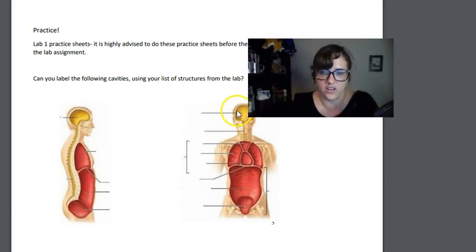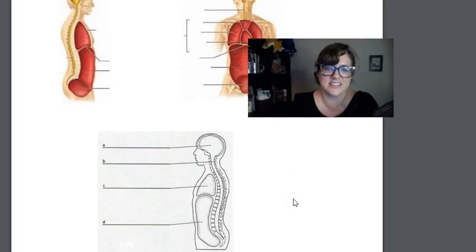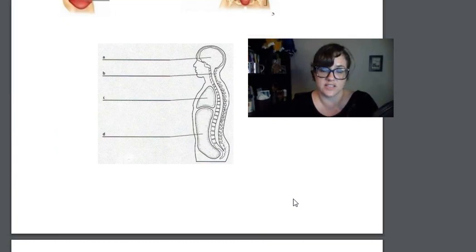Over here, here's a cranial cavity. This whole thing is the thoracic cavity. Here are my pleural cavities and my mediastinum, or my pericardial cavity. Oh, look at me knowing so many things. That's what you're going to be doing. This is how you're going to practice.